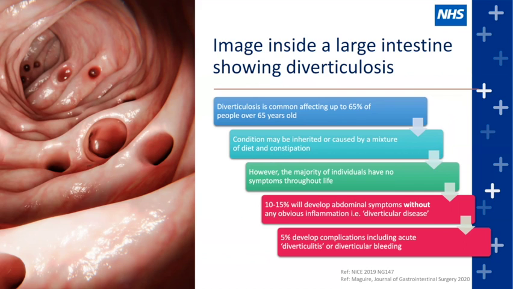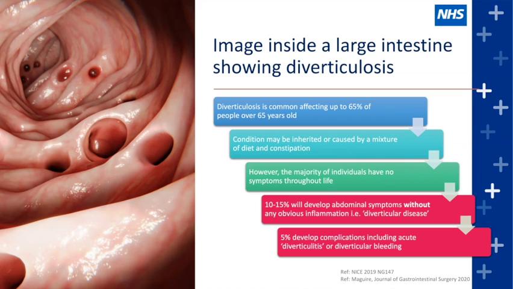10 to 15% of people will develop abdominal symptoms, which is diverticular disease, but they won't have any inflammation or infection if their bowel's investigated. But 5% of people can get more complicated disease, such as diverticulitis, where the pockets get infected or inflamed, or bleeding from one of these pockets.